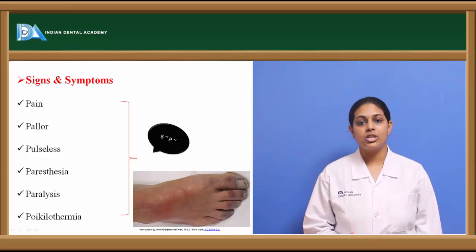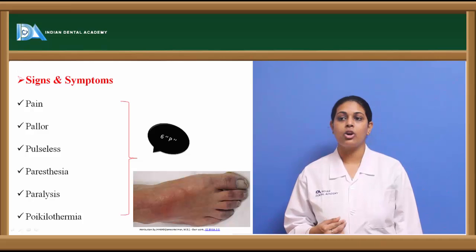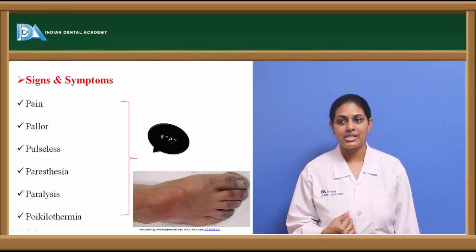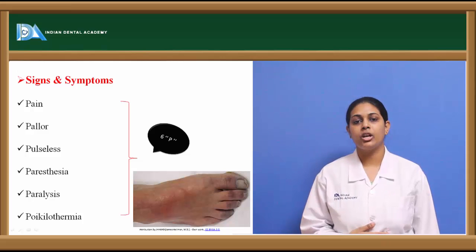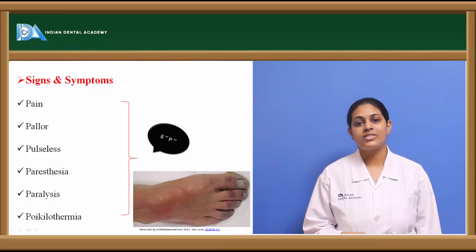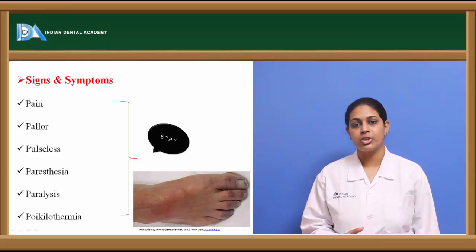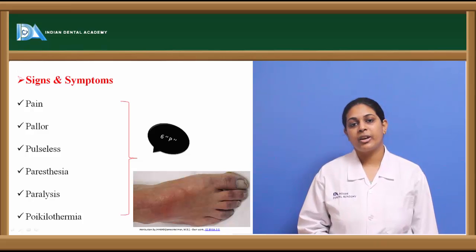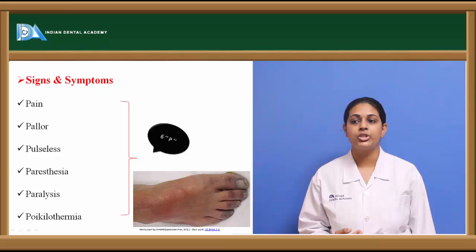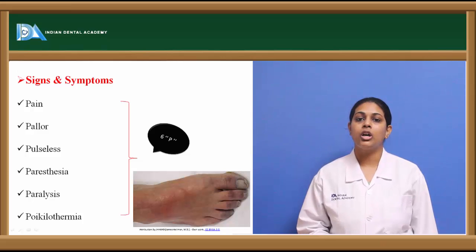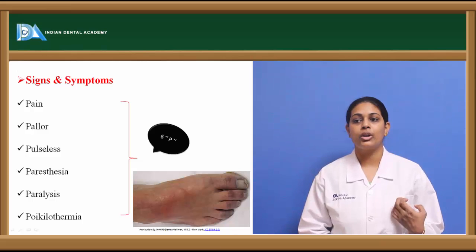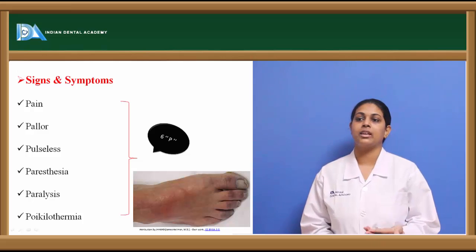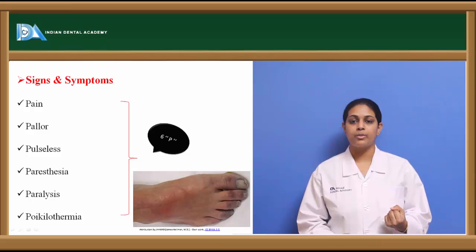Other than that, we also see there's loss of pulsations, which is a condition known as pulselessness, and paresthesia, where the patient might undergo temporary partial loss of sensation. Paralysis of the patient might also be seen in severe conditions. And other than that, there are altered thermal conditions, the body temperature change known as poikilothermia, can also be seen. So these are the signs and symptoms of ischemia.